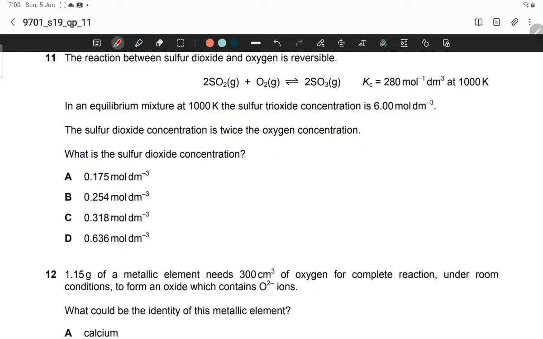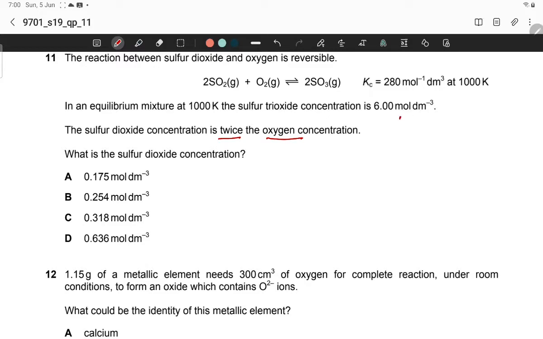Another challenging question from this paper is question number 11. The reaction between sulfur dioxide and oxygen is reversible. In an equilibrium mixture at 1000 Kelvin, the sulfur trioxide concentration is 6 mole per dm cube. The sulfur dioxide concentration is twice the oxygen concentration. What is the sulfur dioxide concentration?